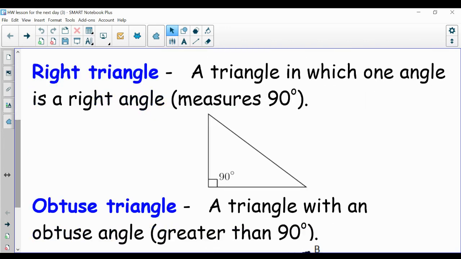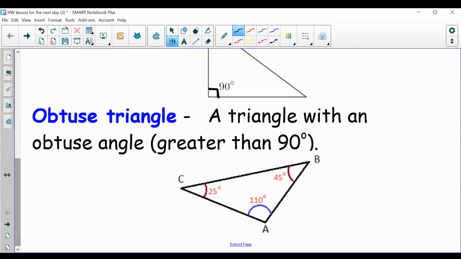Next, we have the right triangle, a triangle in which one angle is a right angle that measures 90 degrees. We have the little box here, and that means 90 degrees. That is a right triangle.